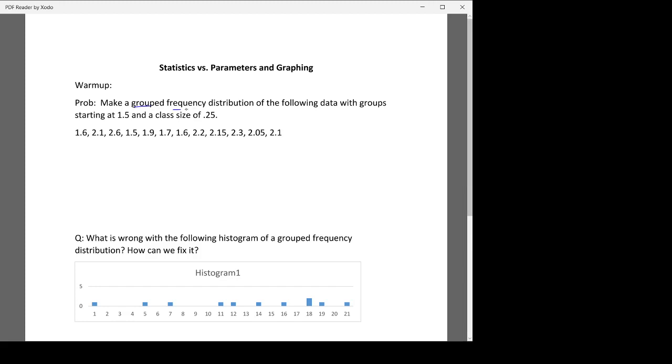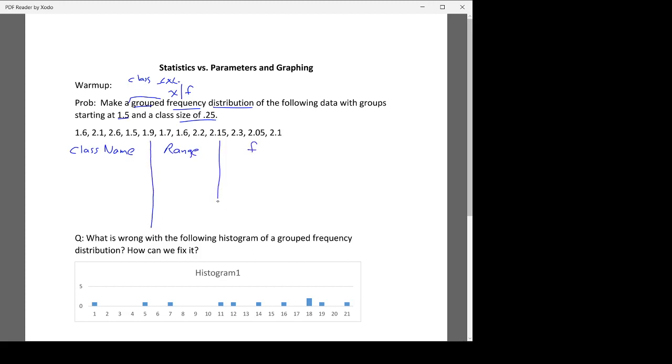So make a grouped frequency distribution of the following data with groups starting at 1.5 and a class size of 25. So a frequency distribution is a listing of the data values and the frequencies. And when we talk about groups, instead of data values, we start putting the x's in little ranges, and we have classes. Sometimes books will call them groups instead of classes. And I'm just introducing you to both terminologies here. So we'll make a little chart and we'll say, well, we've got a class name, and we'll need a range for each class for the x values, and then we'll have the frequencies.